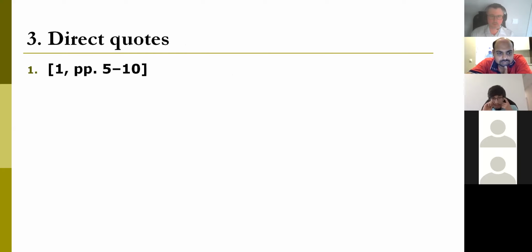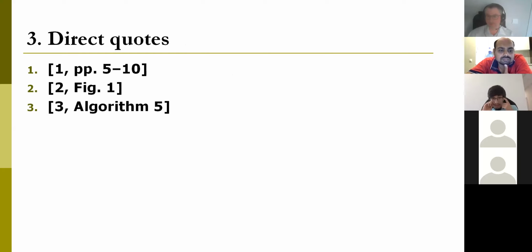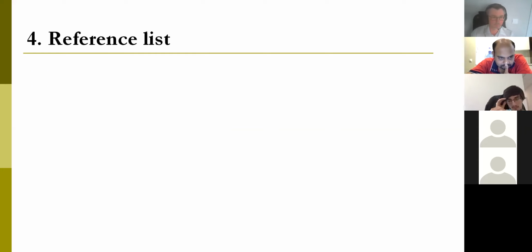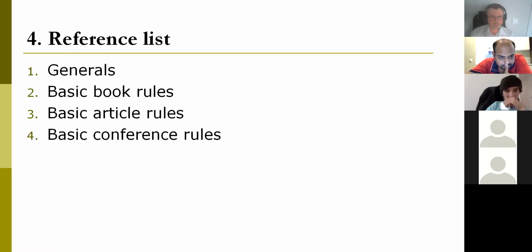With the direct quotes, the important thing to remember is to provide page numbers. And this is how page numbers are provided, where the first number in the brackets is the number of the source in your reference list. And after that, you've got page numbers and probably some visuals.